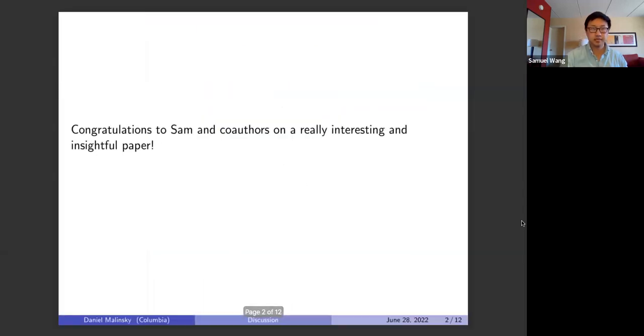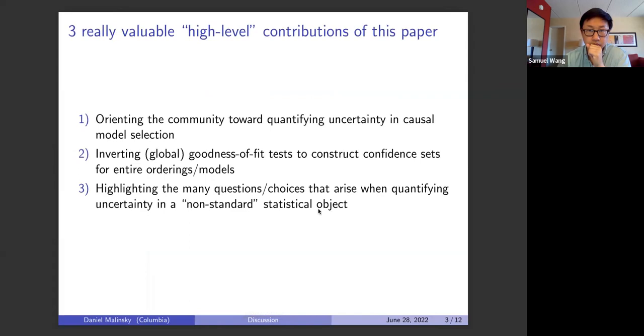Thanks so much to Sam and to the organizers for inviting me, and congrats to Sam and the co-authors on a really interesting and insightful paper. I think there's a lot of really cool content in here. So I will try to be brief and just highlight a few things that I think are really valuable and the questions that I think they raise from this kind of paper.